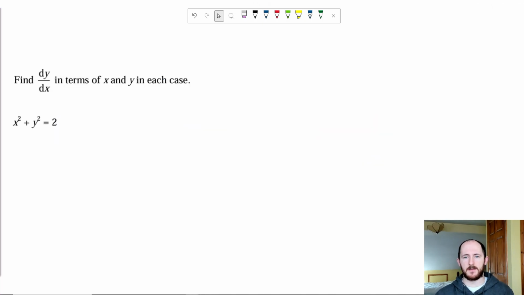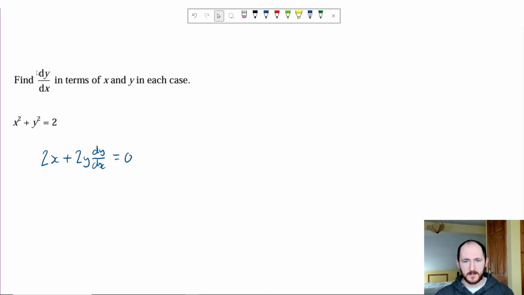The next type of question, and this is honestly the most common type of question, is find dy by dx in terms of x and y in each case. So here, again, we're going to differentiate this with respect to x. So we get 2x. What would the next thing be? Differentiate with respect to y, so it becomes 2y. And then times it by dy by dx equals 0.